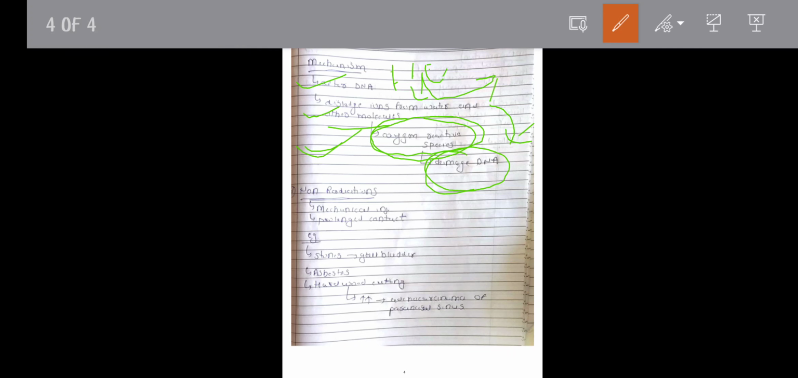Now let's discuss non-radiation physical carcinogenesis. Less important, but we have to take it into account. Non-radiation physical carcinogenesis includes mechanical injury and prolonged contact with certain physical objects like implants, surgical implants, foreign bodies, occupational exposure to asbestos, hardwood cutting workers. The stones in the gallbladder can cause cancer of the gallbladder.